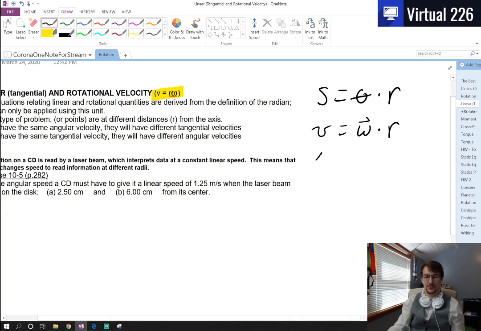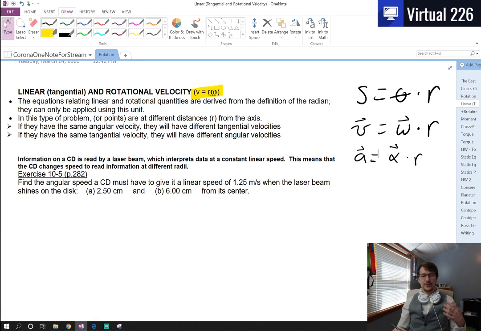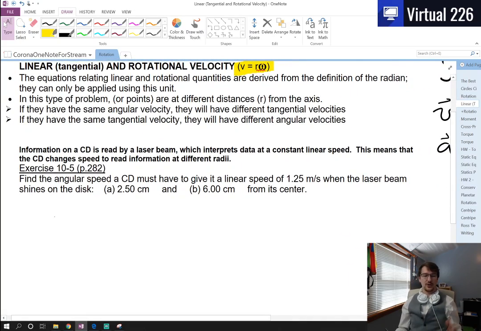This same idea applies with acceleration: a linear acceleration is larger the farther away you are from that pivot point. So these are the three equations we're going to be looking at here. We are just looking at how, if we have a rotating object, we can convert that rotational speed or acceleration or distance into linear quantities. One way we're going to do this is by looking at a CD problem.